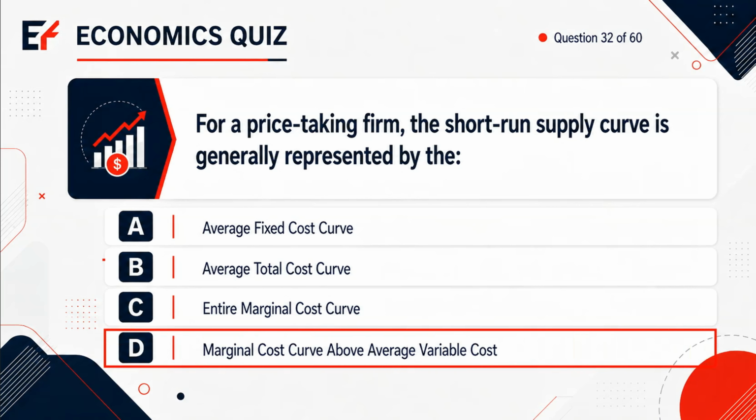Let's apply the shutdown rule. A price-taking firm produces in the short run where price equals marginal cost, but only when price covers average variable cost. Therefore, the firm's short-run supply curve is the portion of the marginal cost curve above the average variable cost curve. Option A is incorrect because average fixed cost does not determine whether production should continue in the short run. Option B is incorrect because average total cost is relevant to profitability but not the shutdown decision. Option C is incorrect because the marginal cost curve below average variable cost represents output levels where the firm would shut down rather than supply output.